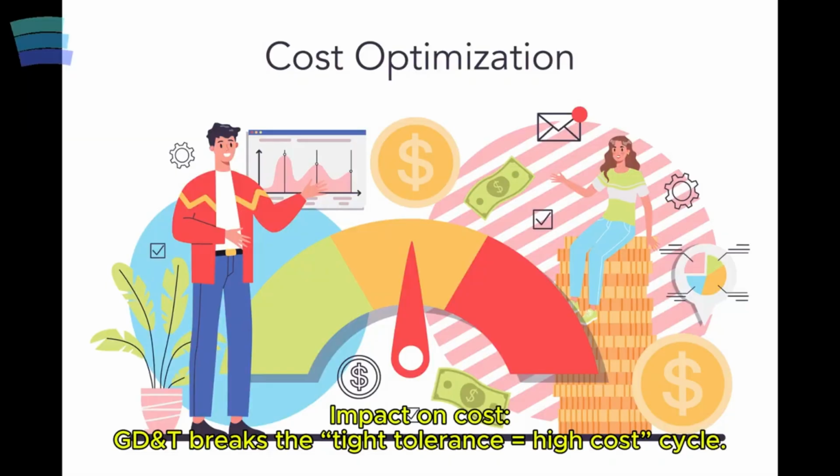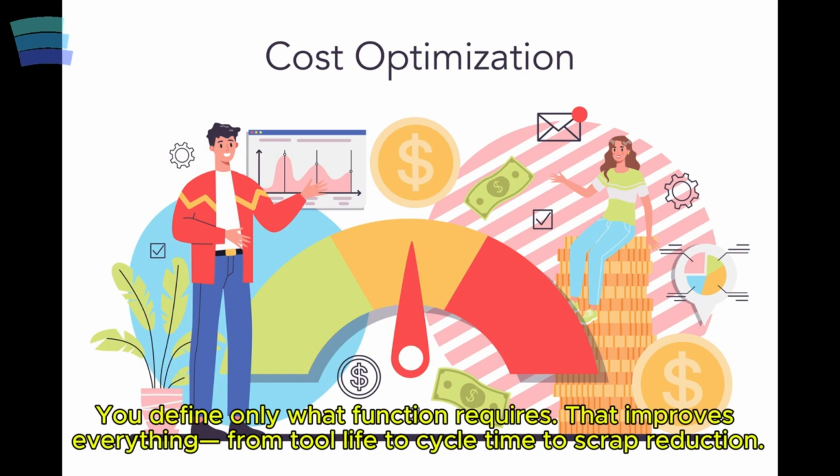Impact on cost. GD&T breaks the tighter tolerance equals higher cost cycle. You define only the limits that the function truly requires. This positively affects everything from tool life to cycle time, from scrap to rework.